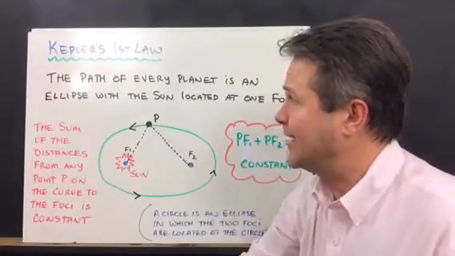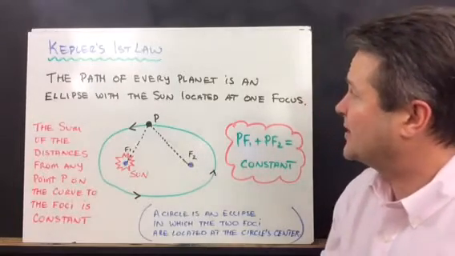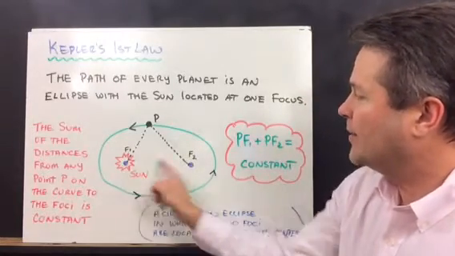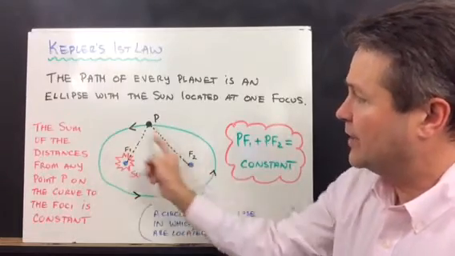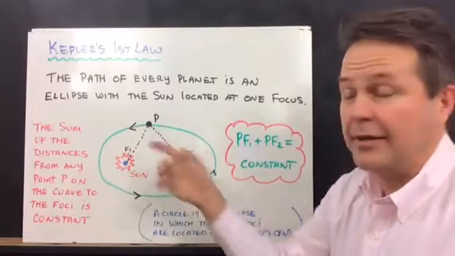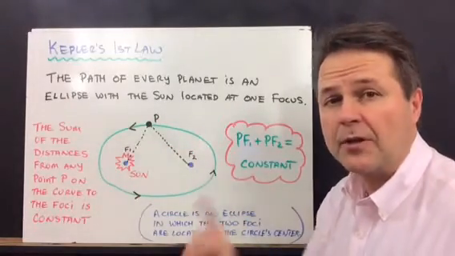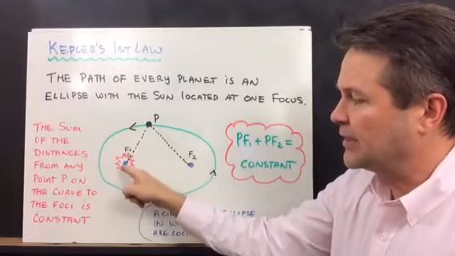Kepler's first law says that the path of every planet is an ellipse with the Sun located at one of the 2 foci. So here's the ellipse drawn in green. This is the path that every planet follows around the Sun, including the Earth. The Earth doesn't follow a circular orbit, it's an elliptical orbit in which the Sun is located at one of the 2 foci.